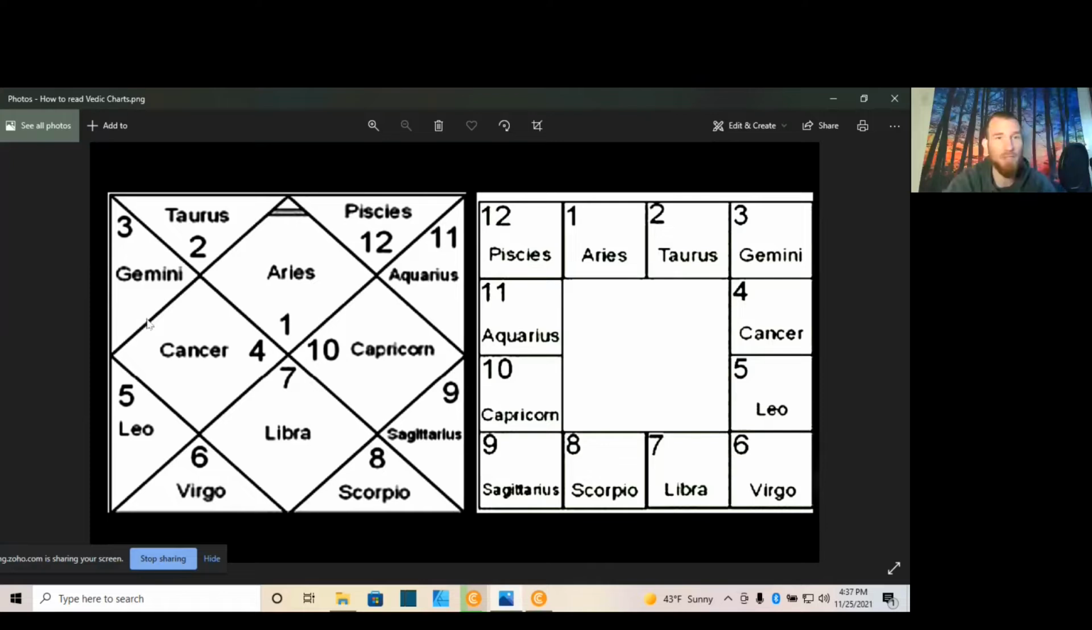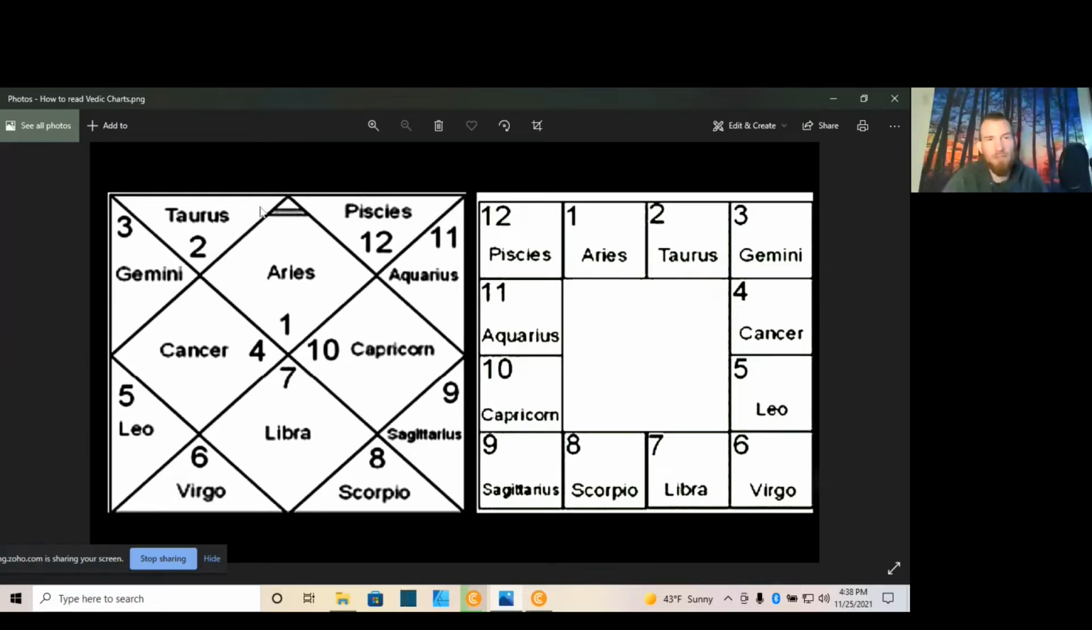So to start off with the North Indian style, for those who are beginning into Vedic astrology, I find this one to be very useful for the reason that the houses always stay the same. So what do I mean by that? Well, first off, to read the North Indian style chart, you're going to start in this top box where it says Aries. So this is based off of the original zodiac, with Aries being in the first house, and then so on and so forth.